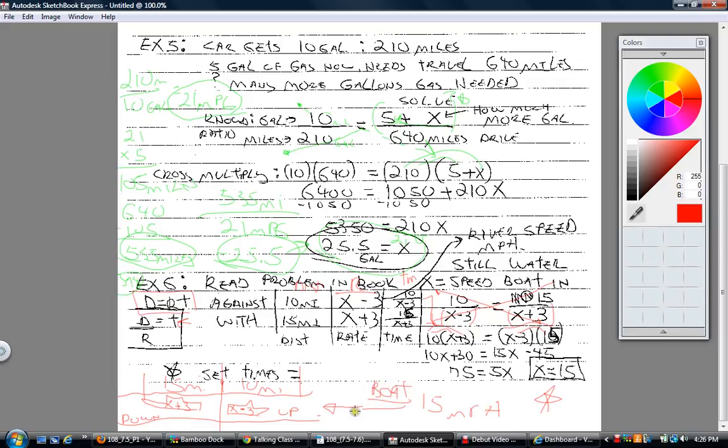Okay, and I say still water, that means there's no current. That's all they're trying to tell you there. Okay, I think that's it here. Hopefully you get that last problem with the boat.